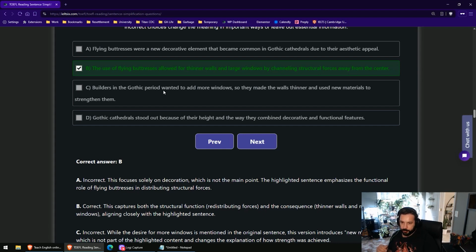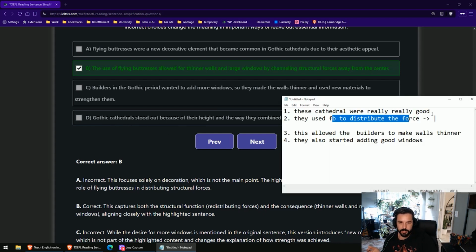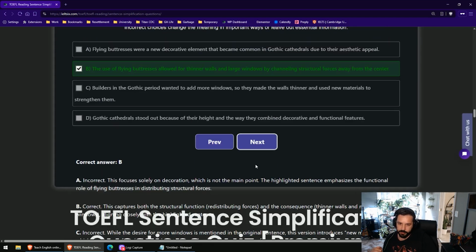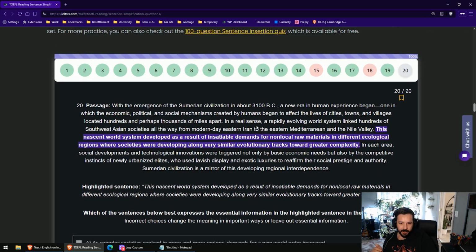Builders in the Gothic period wanted to add more windows, so they made the walls. We never said that the reason they started doing it was something else. We never mentioned the purpose or why they started it. I mean, we mentioned the purpose, kind of, but we didn't mention why they were thinking that way. Gothic cathedrals stood out because of their height. No, we said they stood out because of the kind of structure that they were using, the kind of architecture that they were using. Is it the last one? Oh, it's the last one.